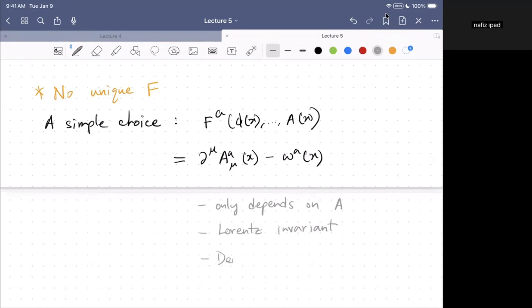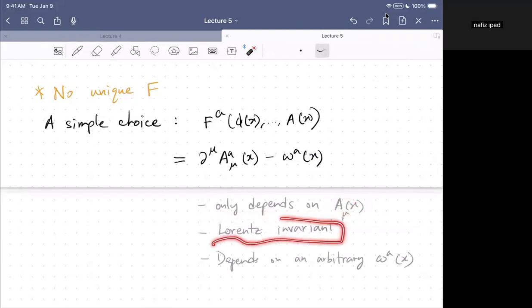And it also depends on an arbitrary Lie algebra valued function omega a of x. Okay. Why this? Well, it has to depend on something. And if it doesn't depend on any of the other fields, of course, it has to depend on the gauge field.